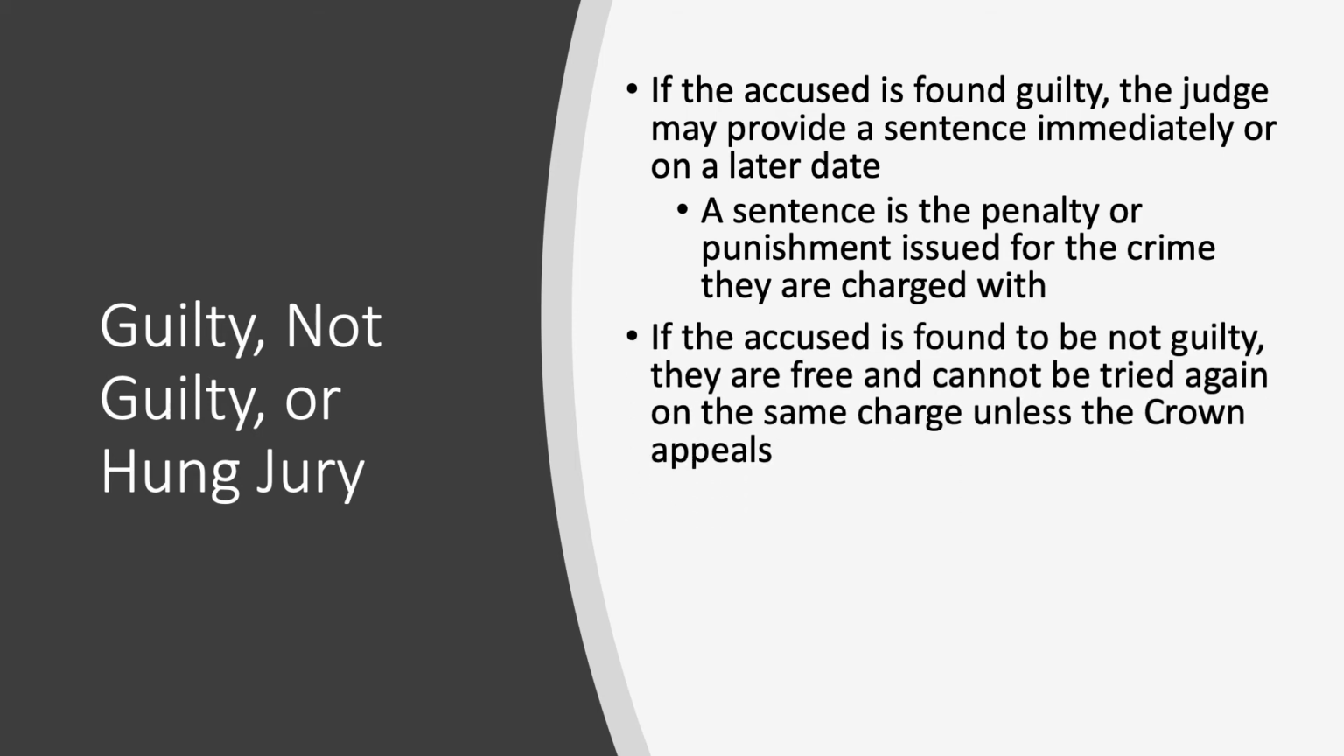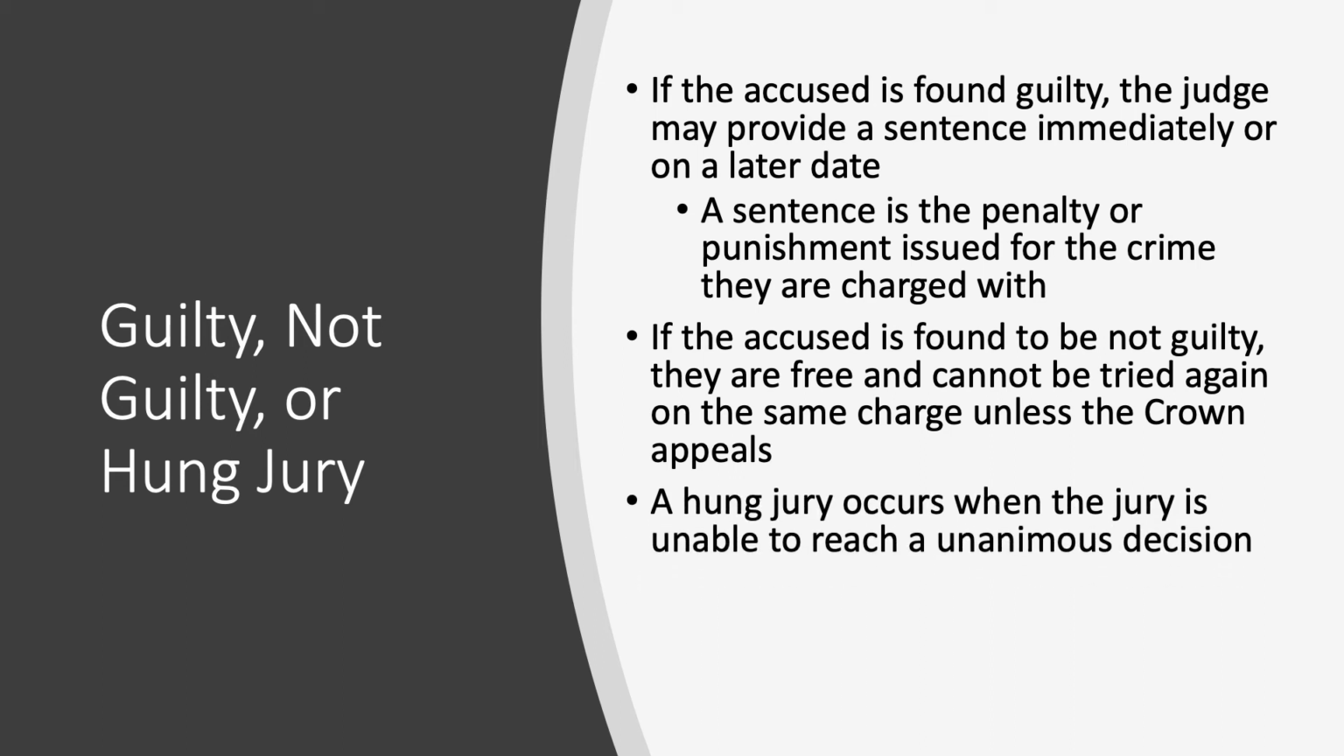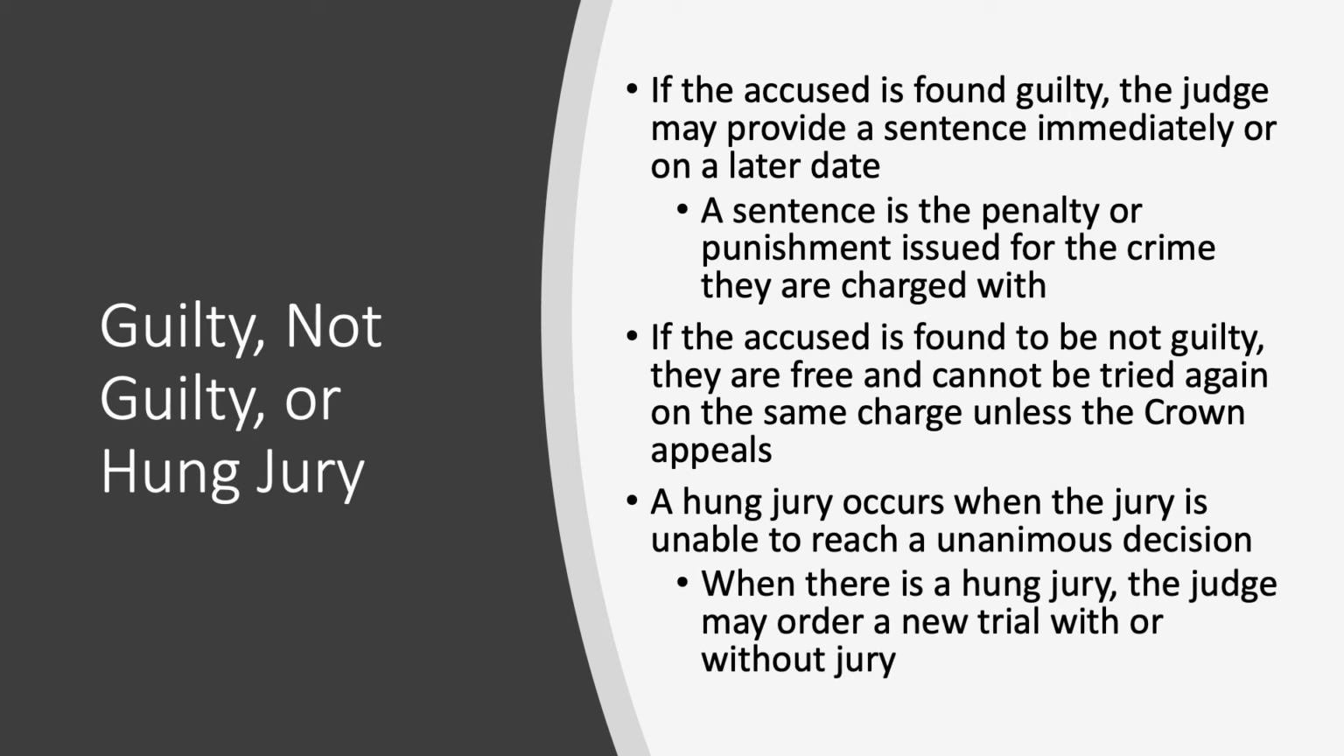If the accused is found to be not guilty, they are free and cannot be tried again on the same charge unless the Crown appeals. A hung jury occurs when the jury is unable to reach a unanimous decision. When there is a hung jury, the judge may order a new trial with or without jury.